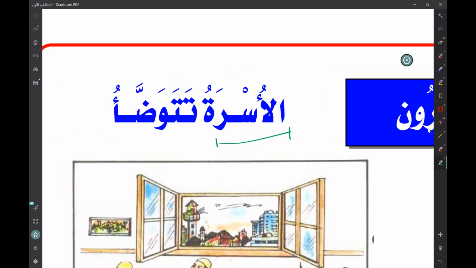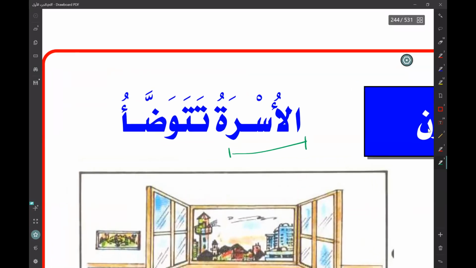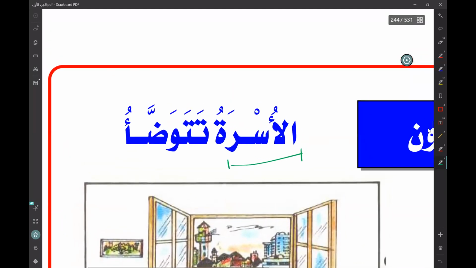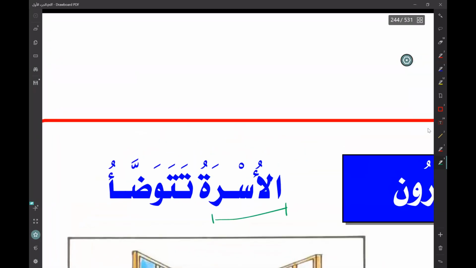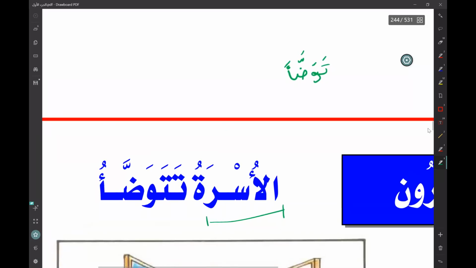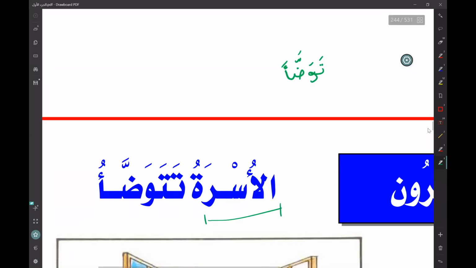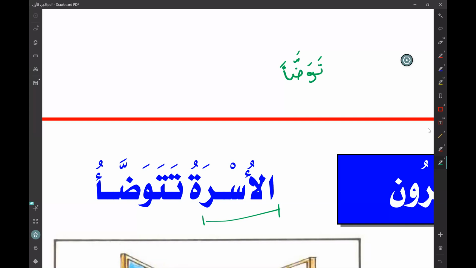As you can see, the book will be very focused on verbs moving forward. So we have a verb. It says tatawadda'u. Okay, what does it mean? Do you guys know? So the past tense is tawadda'a. This is the past tense. Okay, so what does it mean? It means to make wudu, to perform ablution. Meaning to perform wudu.